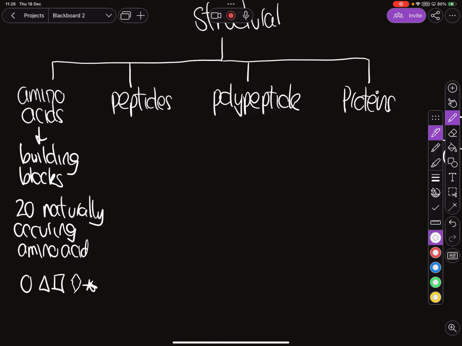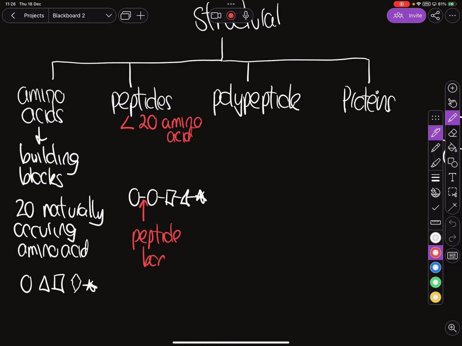We then get to peptide, polypeptide, and protein. And when we're talking about these, we're talking about how many amino acids are in a peptide or in a polypeptide or in a protein. So a peptide has less than 20 amino acids in it. These guys are going to be all joined together. So I might have circle, circle, square, triangle. I might have the little star thing. And when they're joined together, the link that joined them together is called a peptide bond. So peptides have less than 20 amino acids.